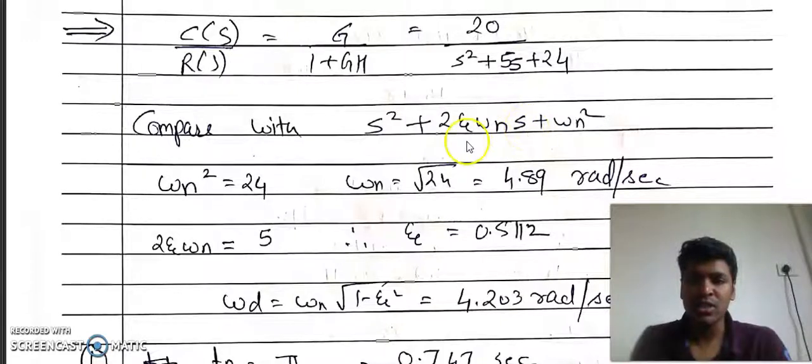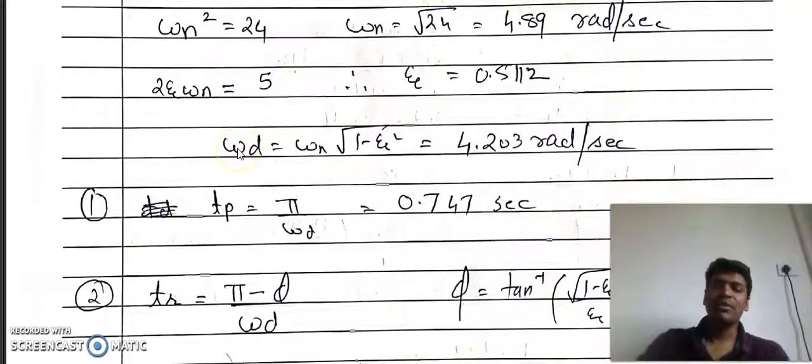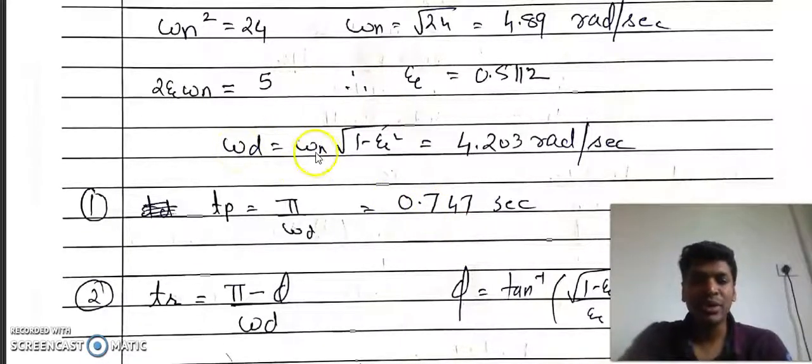In the second order system, we compare with the standard denominator, that is s square plus 2 zeta omega n s plus omega n square. If you compare, omega n square will be equal to 24, therefore omega n will be root of 24, that is 4.89 radians per second. Similarly, 2 zeta omega n is equal to 5, so we get the value of zeta as 0.5112. What is your damped frequency, omega d? Omega d is omega n root of 1 minus zeta square, which comes out to be 4.203 radians per second.